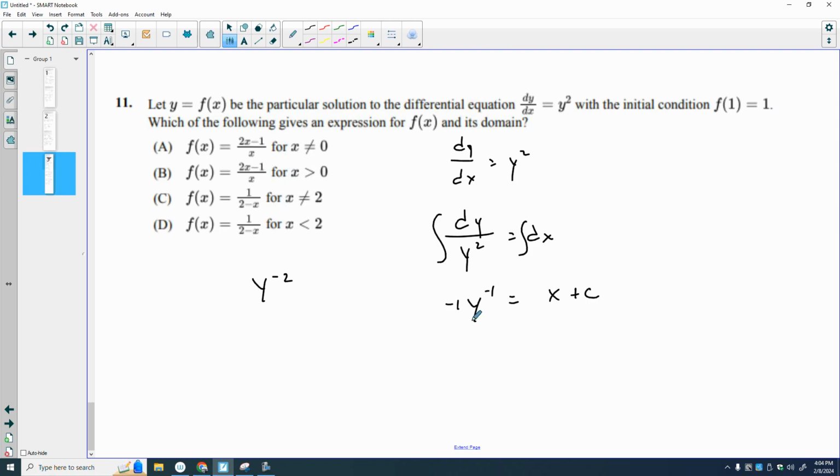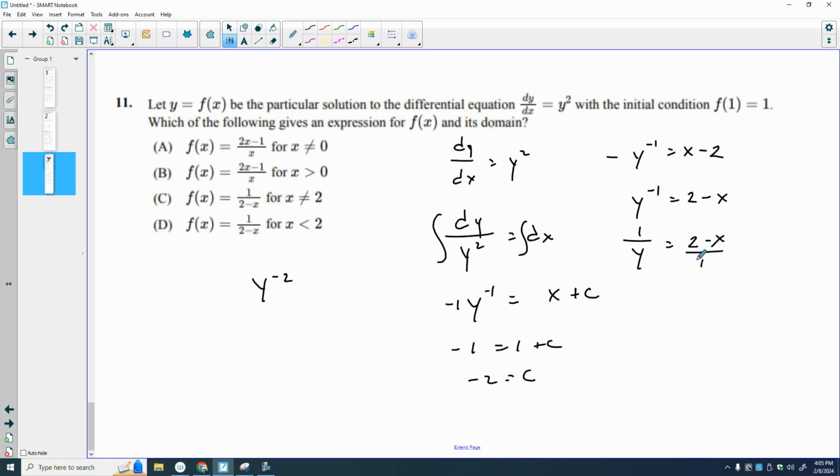Plugging in the initial condition of 1, 1. This becomes a negative 1 over 1, which is a negative 1. X is 1. c is equal to a negative 2. And so I have negative y to the negative 1 equals x minus 2. Multiplying by negative 1, I get y to the negative 1 equals 2 plus x. No, 2 minus x. Multiplying both of these by negative 1. This is 1 over y.